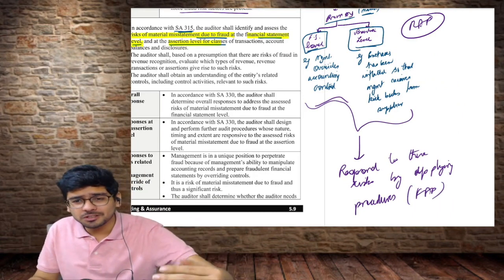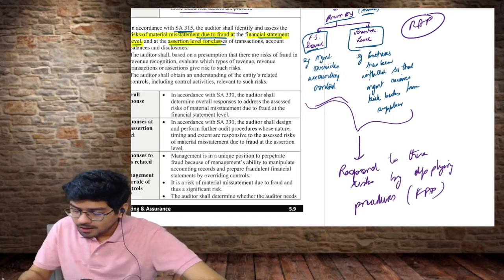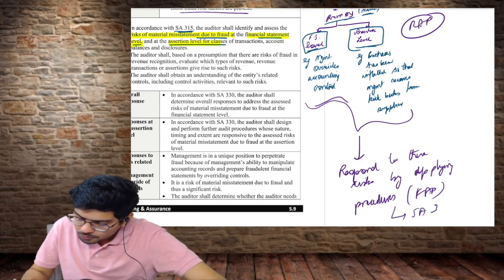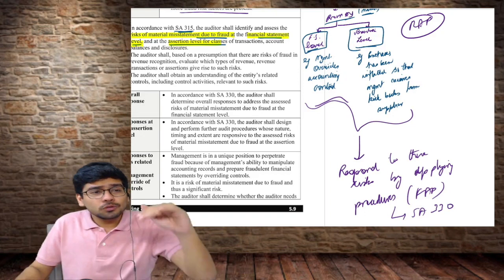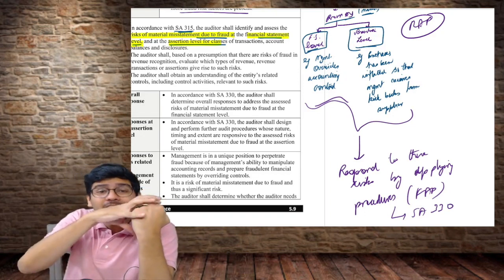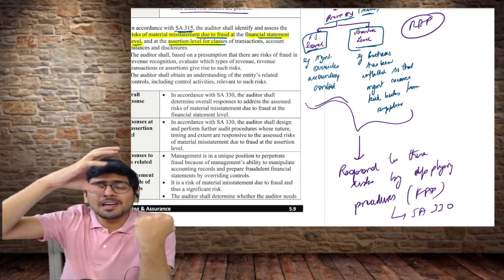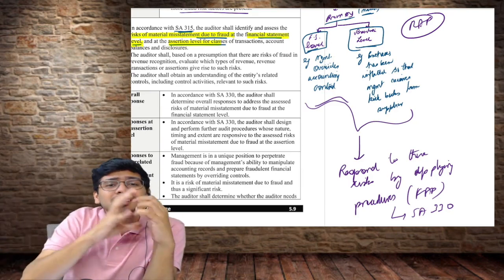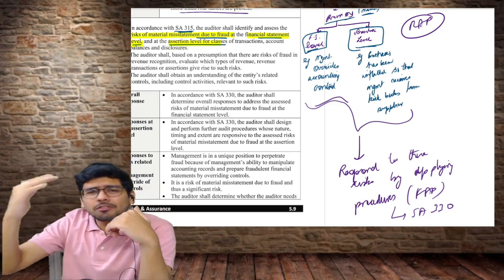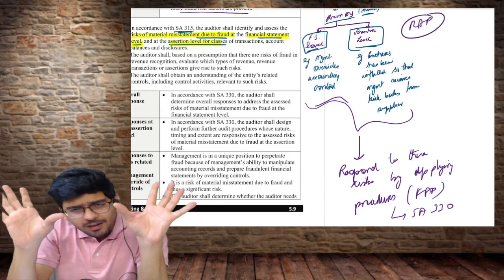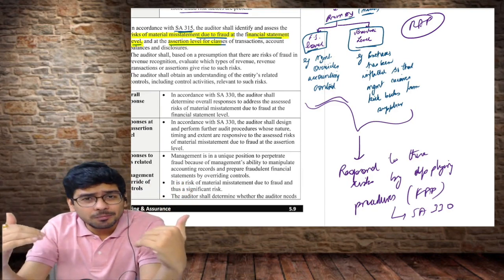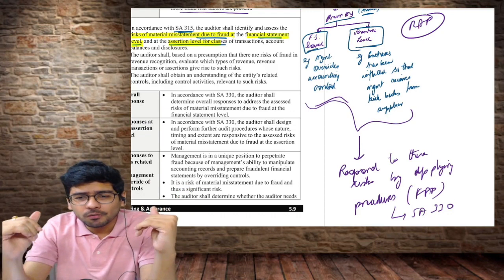That means substantive procedures, test of controls, etc. And you all know FAP is done in accordance with what? 330. So ROMMS I determined, and I respond to those risks by doing an FAP. If the risk is very high, I do more FAP. If the risk is, let's say, relatively low, less FAP will also be able to bring my audit risk to an acceptably low level. Is this clear to everyone?